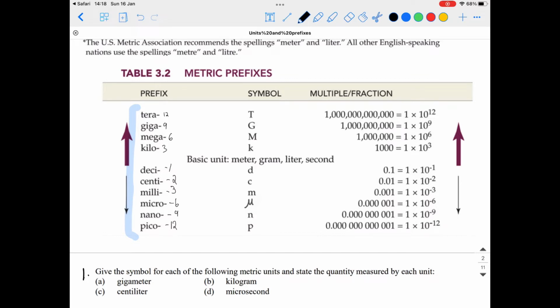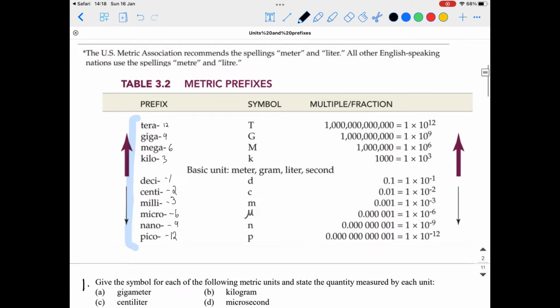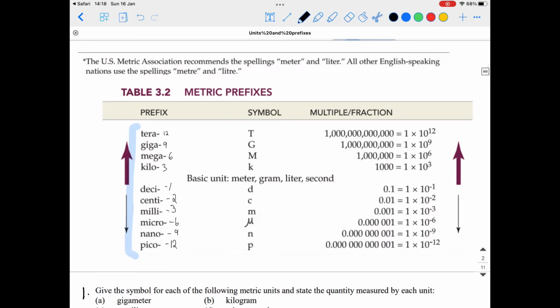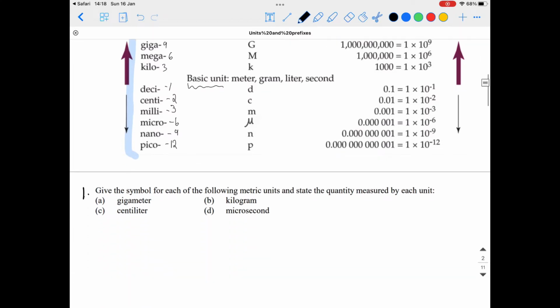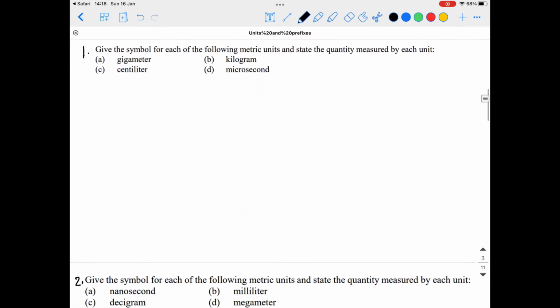Tera is a capital T, giga capital G, mega capital M, kilo small k, deci small d, centi small c, milli small m, nano small n, pico small p. And these metric prefixes go along with the basic unit, which can be meter, gram, liter, or second. Now let's go to the questions.